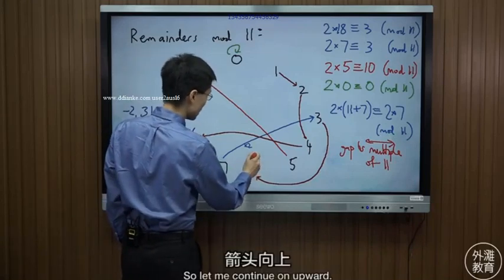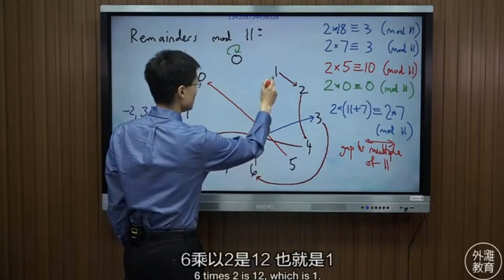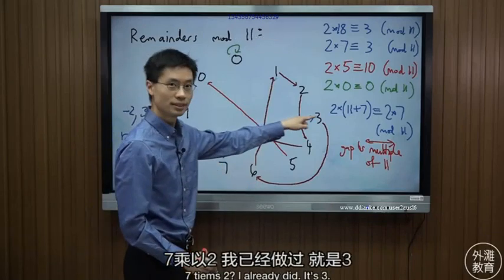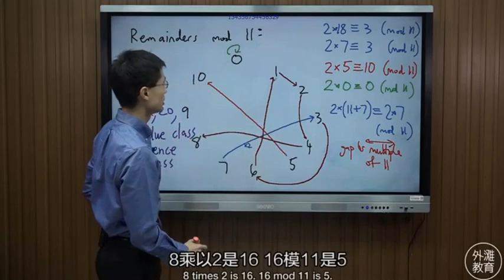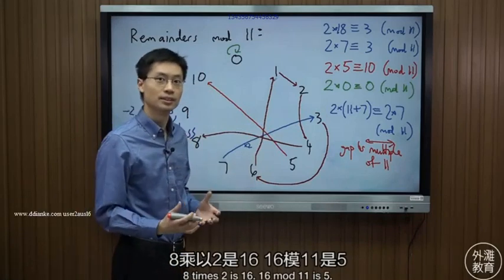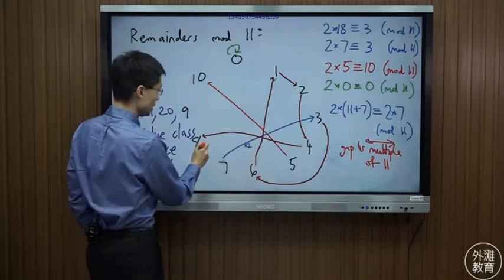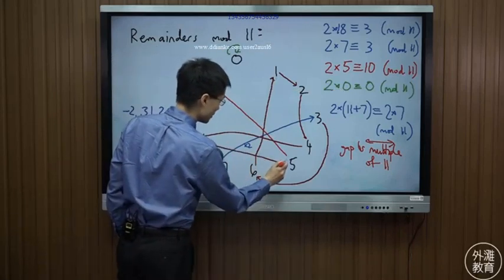So let me continue on upward. 6 times 2 is 12, which is 1 mod 11. 7 times 2, I already did. It's 3. 8 times 2 is 16. 16 mod 11 is 5. So I'm going to come back around to the 5.